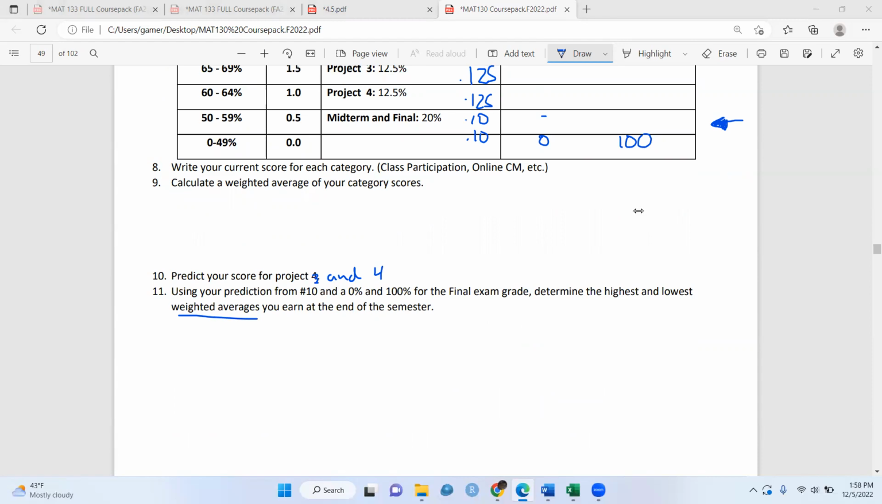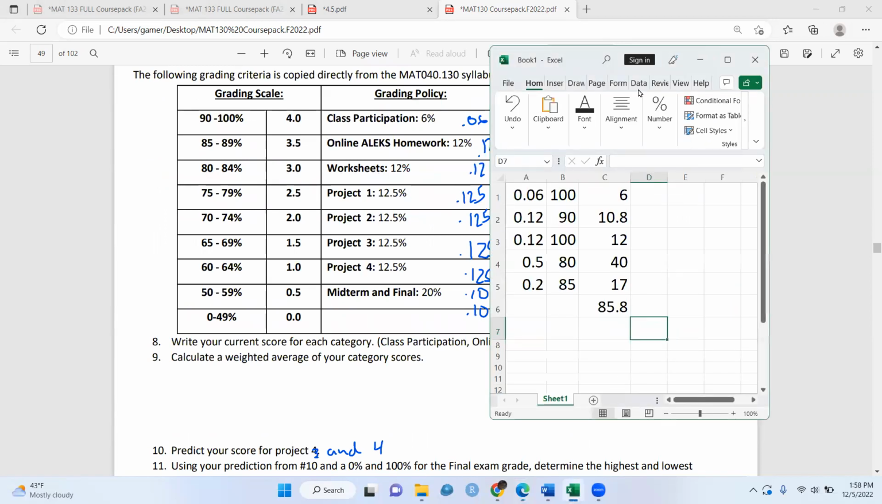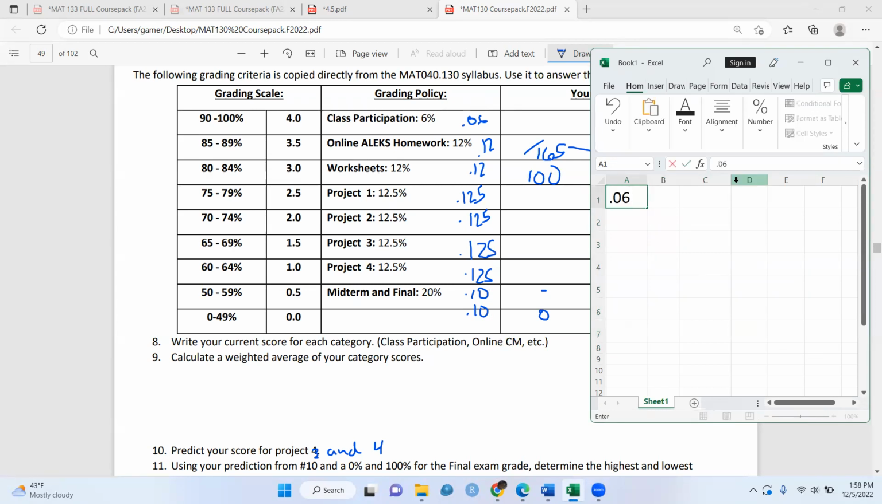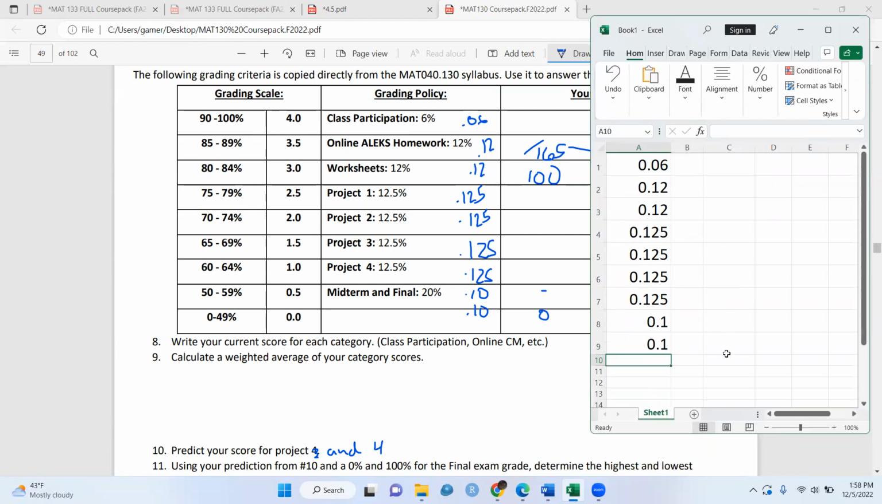So a great question. The question is, should we be using Desmos? I would do this in Excel, actually. How you would set it up is, here's your class participation, which you do know. We don't know Alex, so we'll leave that blank, or you could do Alex if you wanted. Here's the worksheets, project 1, project 2, project 3, project 4, midterm exam, final exam. Put those all in Excel, then put in your grades here, and then do your sum of this.